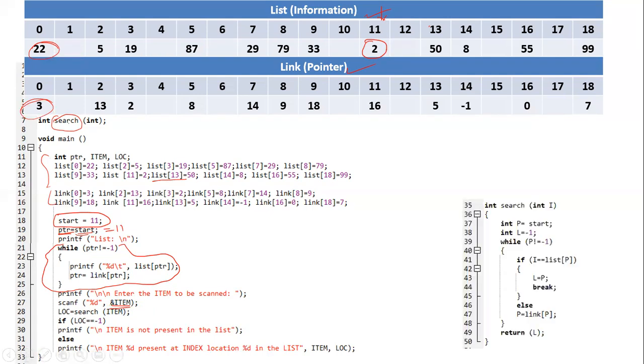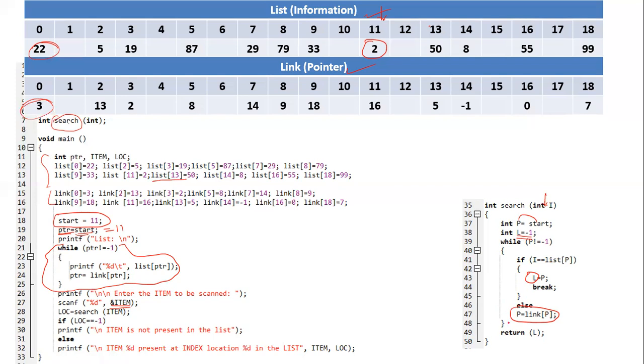The search algorithm is given here. It accepts the input as an integer, and this is the value that we are going to search for. So P is initialized with the start, it's a local variable, and L is initially -1. Then we check whether the item is there in the list of P. If it is there, then we return the location L. Otherwise, we update the pointer with the link of P. So that will update the P.